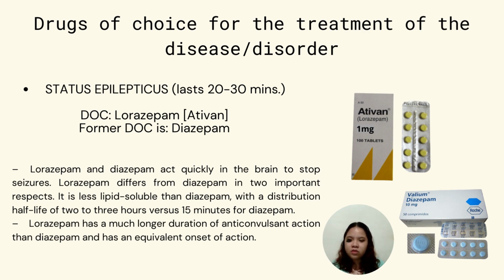Lorazepam differs from diazepam in two important respects. It is less lipid soluble than diazepam, with a distribution half-life of 2 to 3 hours versus 15 minutes for diazepam. The anticonvulsant effects of lorazepam last 6 to 12 hours, and the typical dose ranges from 4 to 8 milligrams. This agent also has a broad spectrum of efficacy, terminating seizures in 75 to 80% of cases. Lorazepam has a much longer duration of anticonvulsant action than diazepam and has an equivalent onset of action.